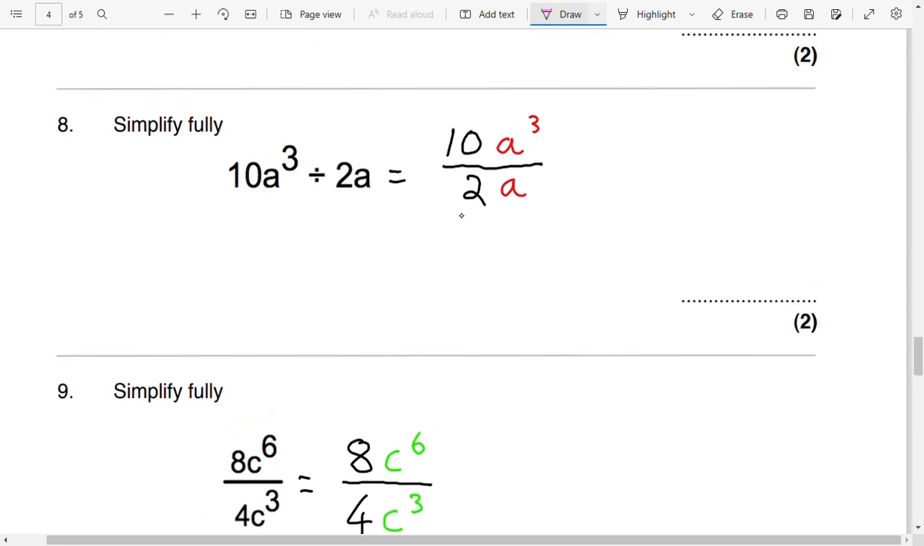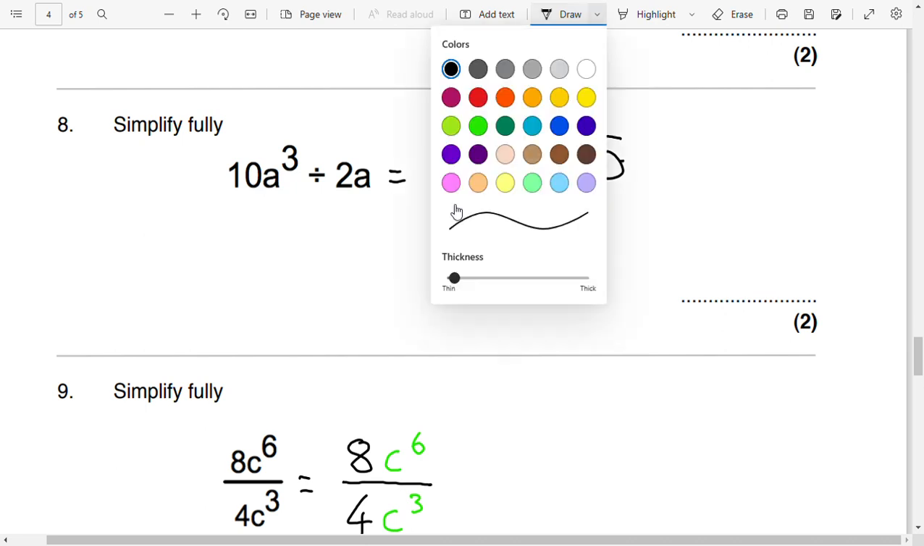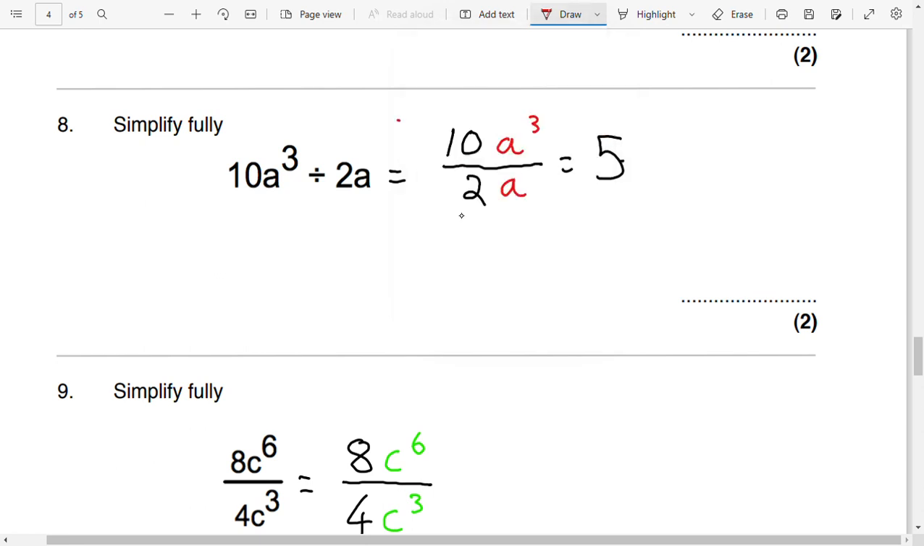Okay, simplify fully this one. So 10 divided by 2. We know what that is going to be. It's 5. And then we have a cubed, or a to the 3, divided by a. So we need to remember that this is a to the 1. And when we divide indices, we just minus them. So 3 minus 1 equals a to the power 2, or a squared.